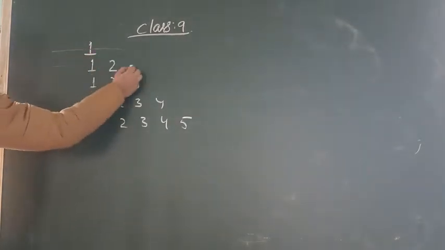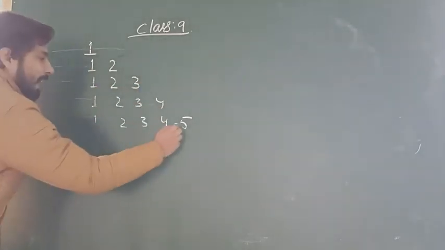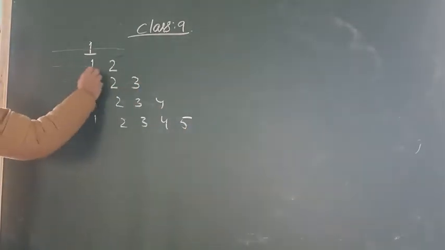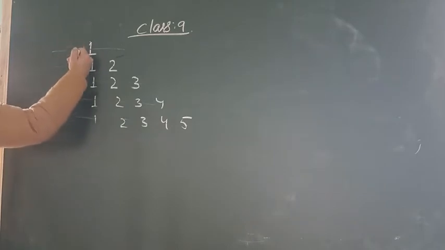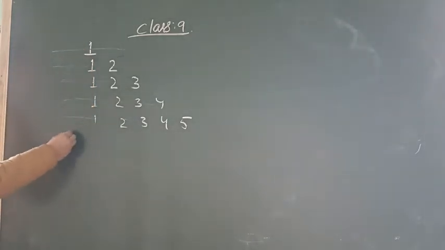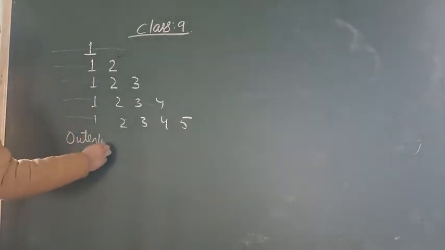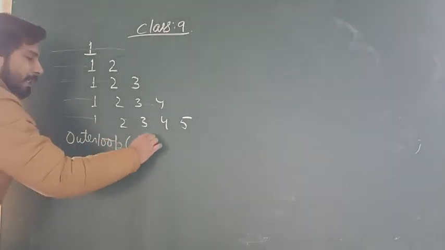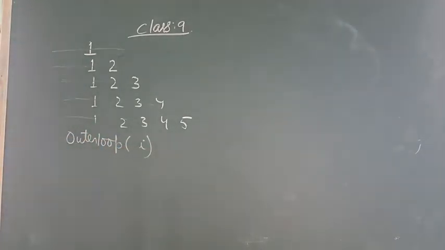So the outer loop will tell how many times this line is going to execute, that is 1, 2, 3, 4, 5. This will be told by the outer loop. And we will represent the outer loop with the variable i. It is not compulsory, but we generally use it.